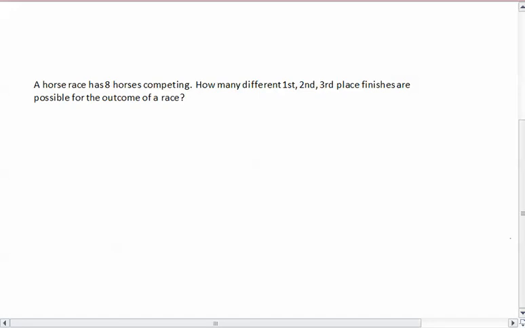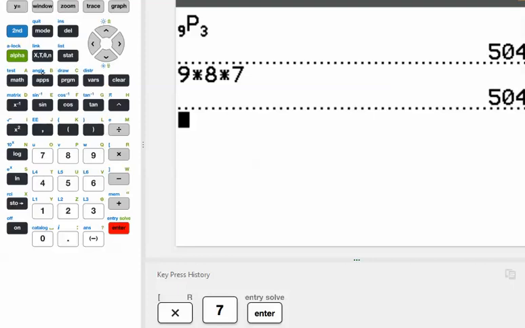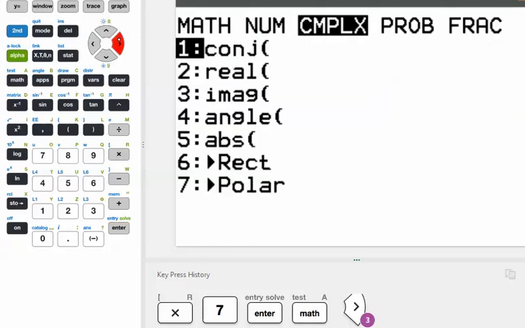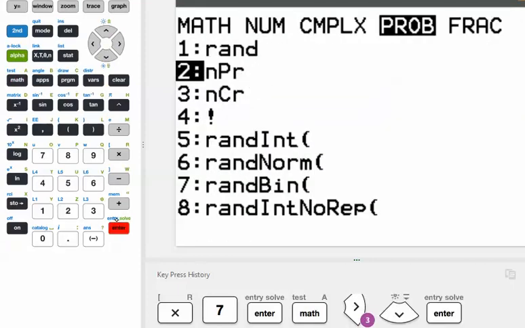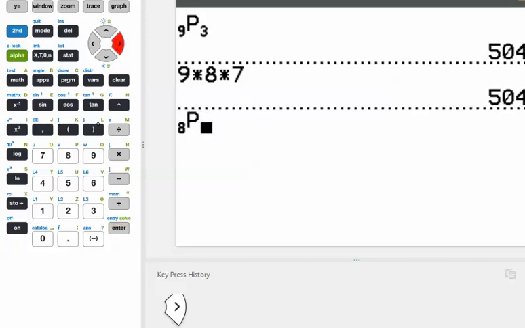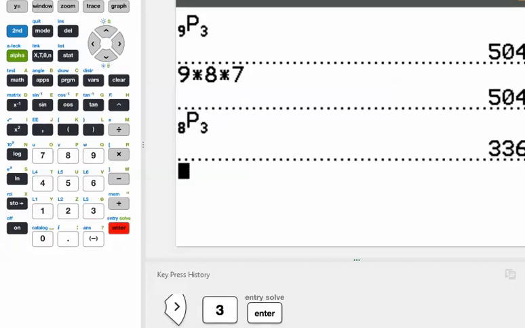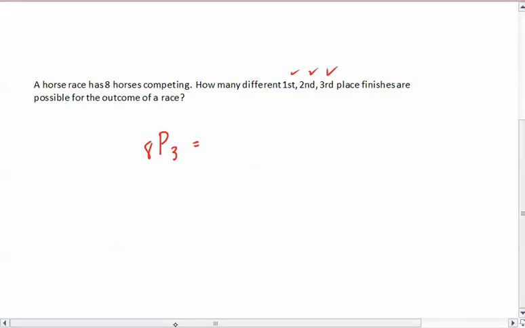How many different first, second, and third place finishes are possible for the outcome of a race? Well, this would be 8P3, right? Because it's an ordered arrangement. So let's take a look at the calculator. Math, probability, down to nPr. So we have 8 taken 3 at a time, 336 different ways that first, second, third place could come across the finish line if we have a race of 8 horses. Okay, that was short and sweet.